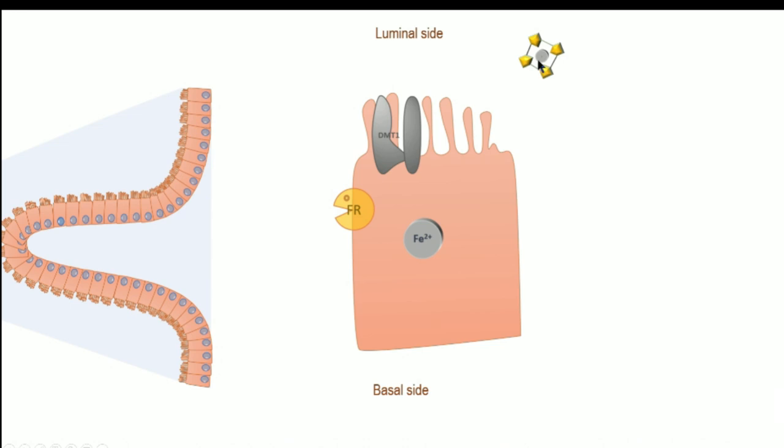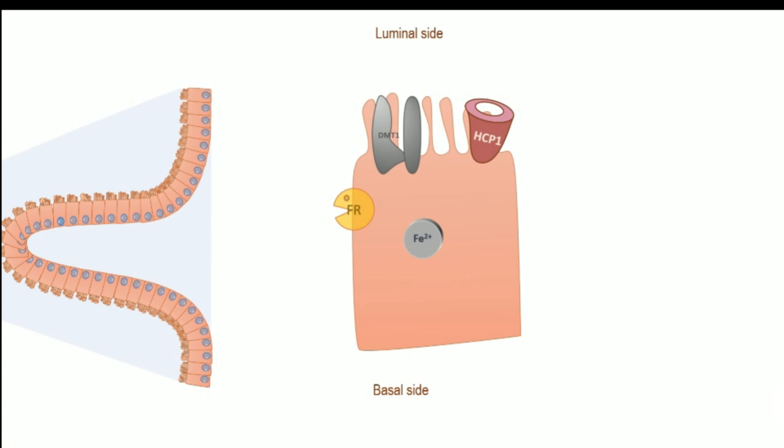The heme iron, which is from the meat source, the animal source, has a special carrier protein called heme carrier protein 1, HCP1. So heme enters into the cell with the help of heme carrier protein. Here in the cell there is an enzyme called heme oxygenase, and this heme oxygenase removes the outer protoporphyrin ring in order to get the ferrous ion, which becomes a part of the cytosolic ferrous ion pool.